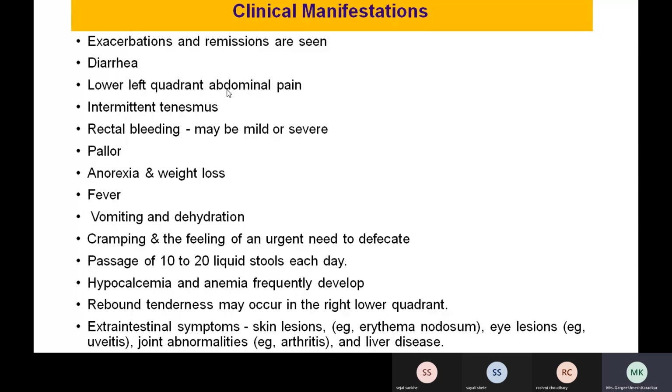Okay, extraintestinal symptoms, what are they? What we said earlier, if there is other involvement. So there may be skin lesions, eye lesions, or joint abnormalities, and even liver disease. Okay, so these are the clinical manifestations.